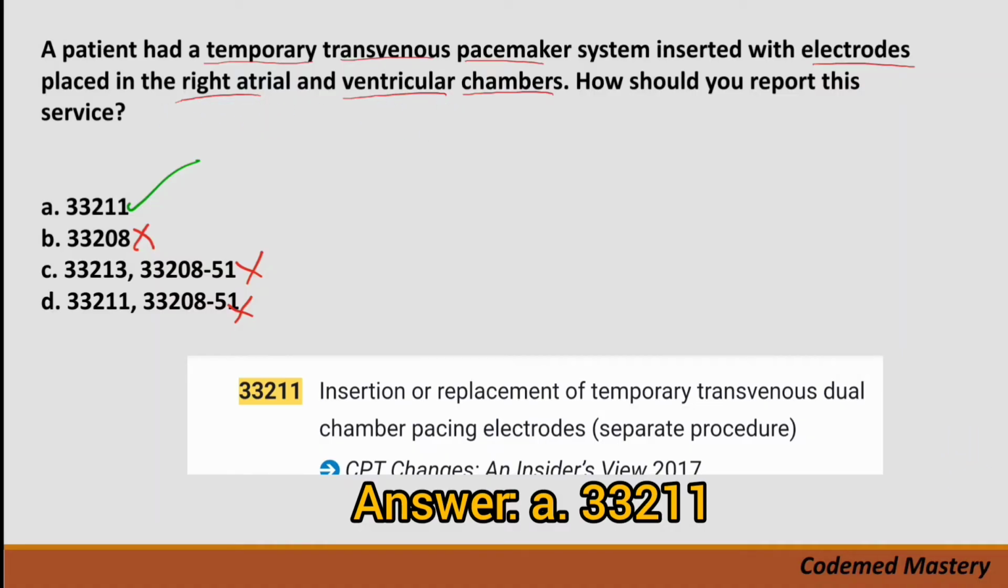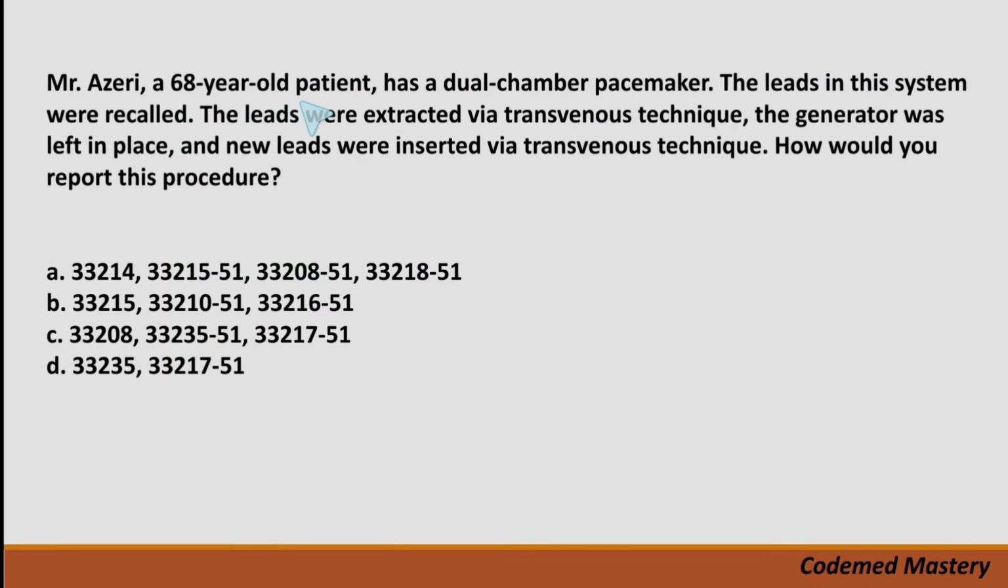Let us move on to the next question. A 68-year-old patient has dual chamber pacemaker. The leads in this system were recalled. The leads were extracted via transvenous technique. The generator was left in place and new leads were inserted via transvenous technique. How would you report this procedure? So here there are many codes, right? So let us check the first codes of each option.